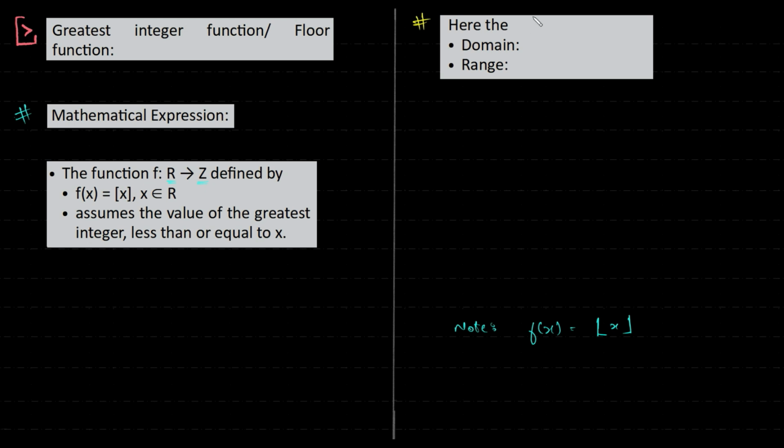Okay guys, so basically your domain and range would be something like this. The domain is any given input from the real numbers, but the range is always an integer, positive, negative, if not 0. Okay guys, that's the behavior, and this is known as the floor function, also known as the greatest integer function.